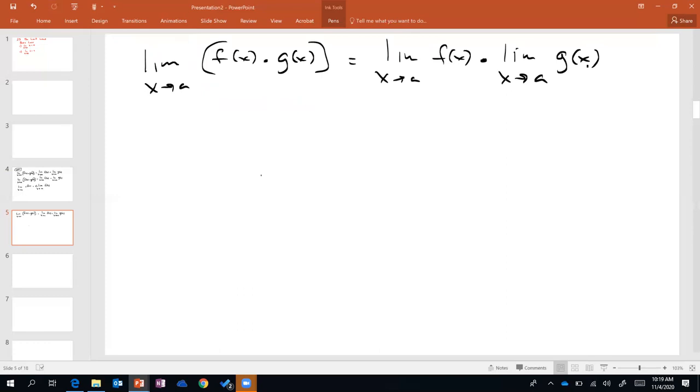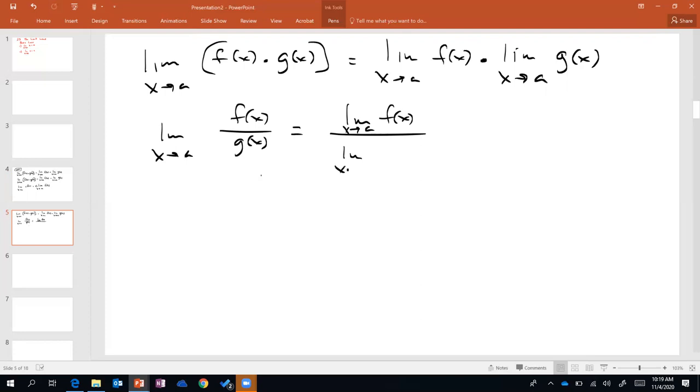Boom. Okay, quotient rule. The quotient rule is the limit as x goes to a, and then we've got a division on our hands. That just means I can split it off into the limit as x goes to a of the top, the limit as x goes to a of the bottom, and I got my answer. The power rule, and we're almost done here.